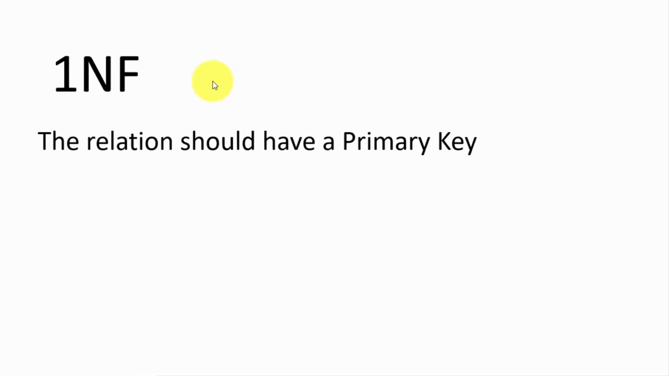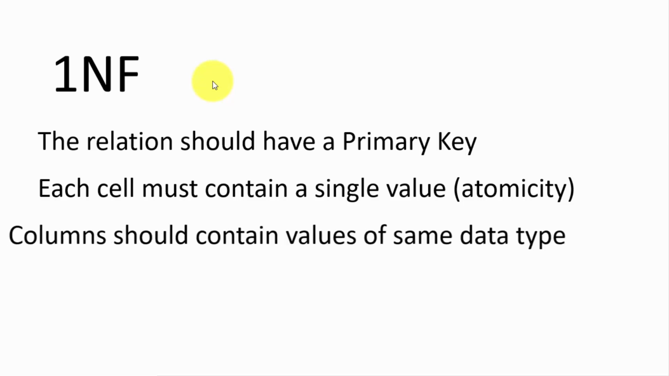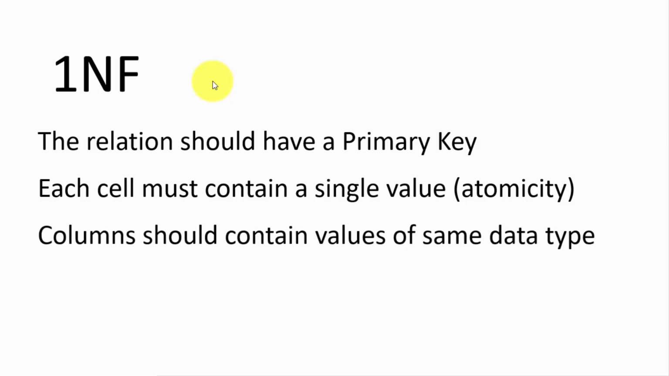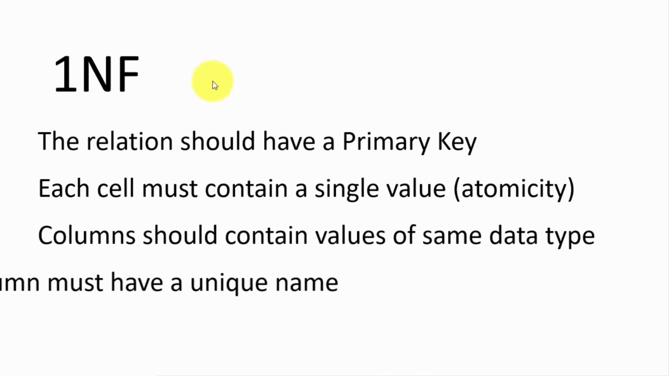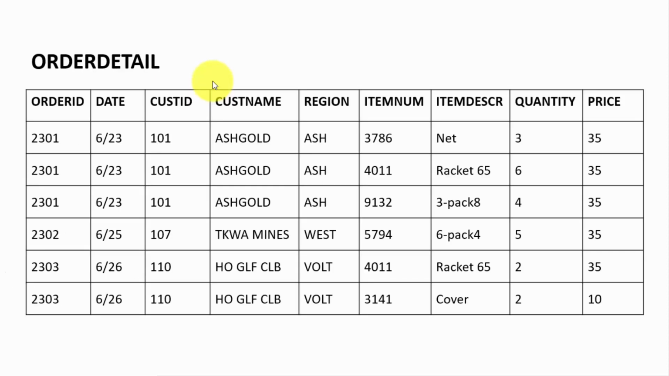For a relation or table to be in the first normal form, it must follow these basic rules. 1. The relation should have a unique identifier or primary key. 2. Each cell must contain a single value. That's the principle of atomicity. 3. Each column should contain values of the same data type. And 4. Each column must have a unique name. We are going to normalize this table with the steps we go through.